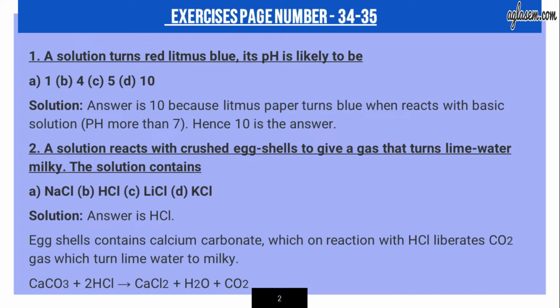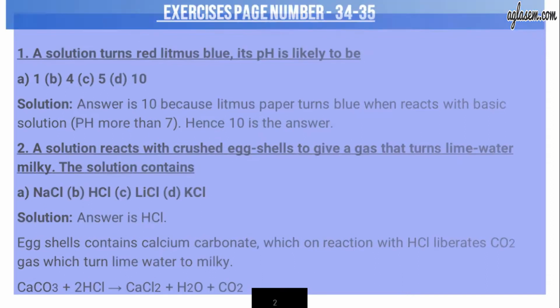Second is: a solution reacts with crushed eggshell to give a gas that turns lime water milky. The solution contains A is NaCl, B is HCl, C is LiCl, D is KCl. So the answer is HCl. Eggshell contains calcium carbonate, which on reaction with HCl liberates CO2 gas, which turns lime water milky. CaCO3 plus 2HCl forms CaCl2 plus H2O plus CO2. So this is all for question number 1 and 2.